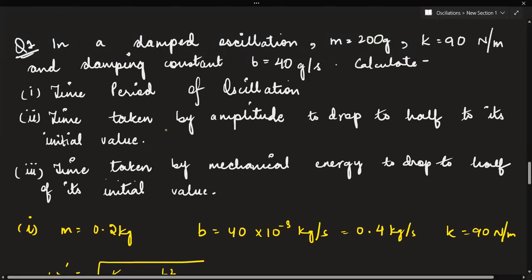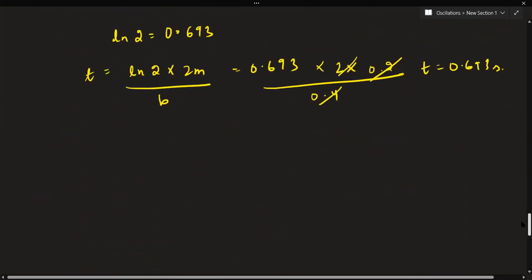See, in the first part, we had calculated the time period of oscillation. In the second part, we had to calculate the time when the amplitude dropped to half of its initial value. Now we have to find the time when the mechanical energy drops to its initial half value. So see, this was the relation of energy that we did. E prime is equal to E exponential to the power minus Bt divided by m, not 2m. 2m was there in case of amplitude. So E prime is equal to E to the power minus Bt by m.